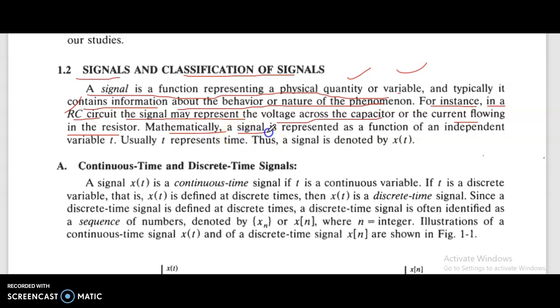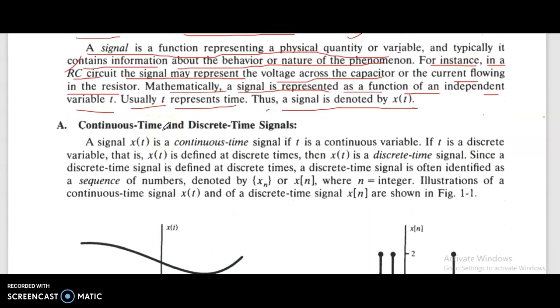Mathematically, a signal is represented as a function of an independent variable t. Usually, t represents time. Thus, a signal is denoted by x of t.